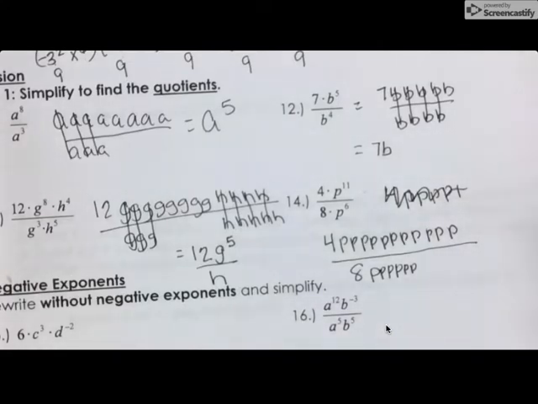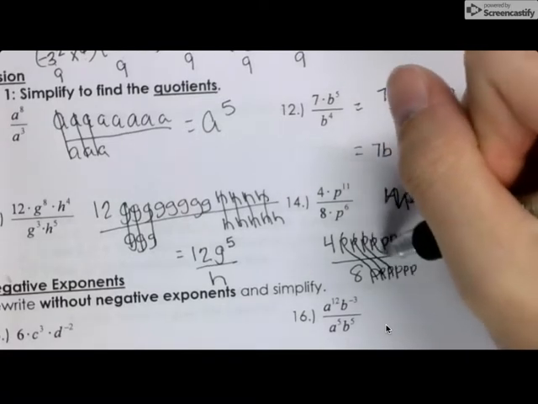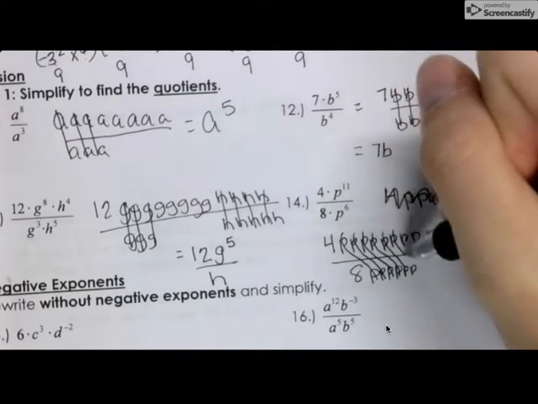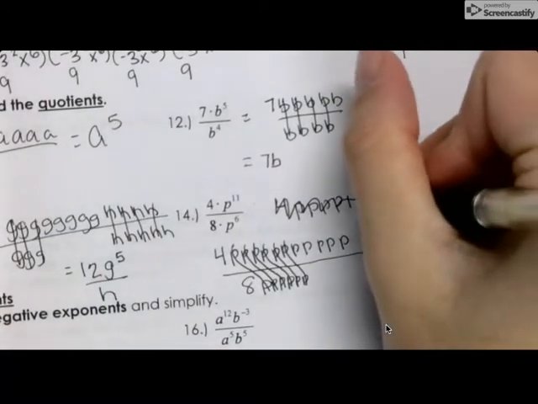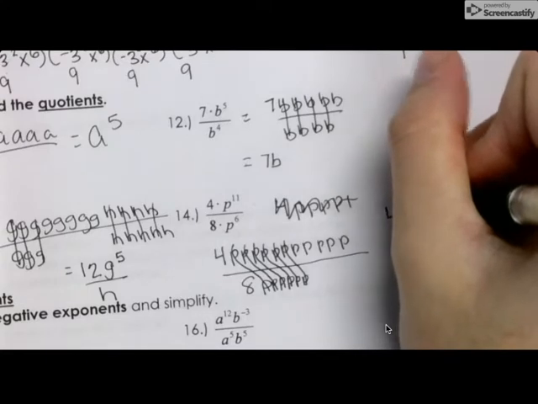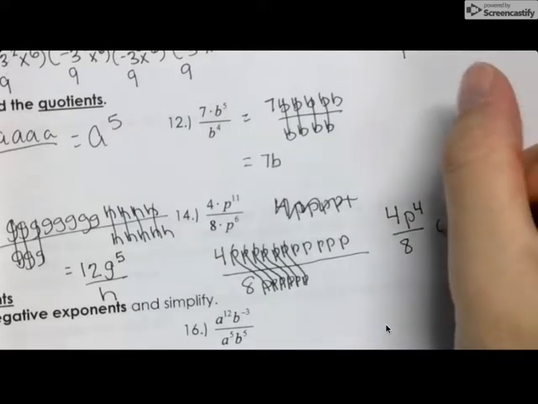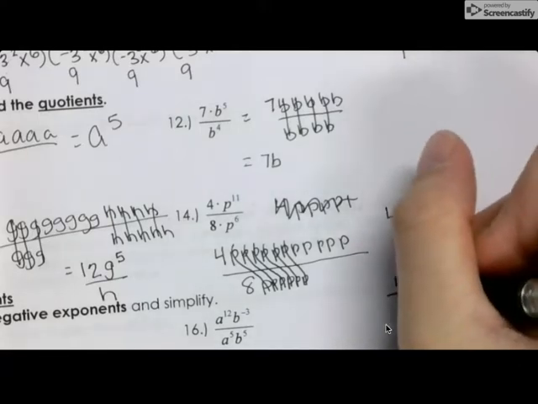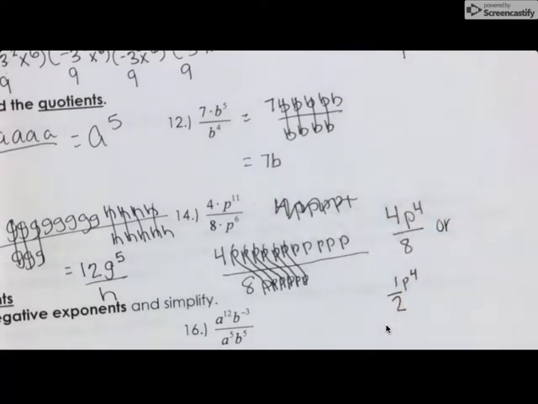Excuse me. How many P's can I cancel out? 1, 2, 3, 4, 5, and 6. So I am left with 4 P's to the 4th power over 8. Or you could write it as 1 over 2, and then that P to the 4th is still on top.